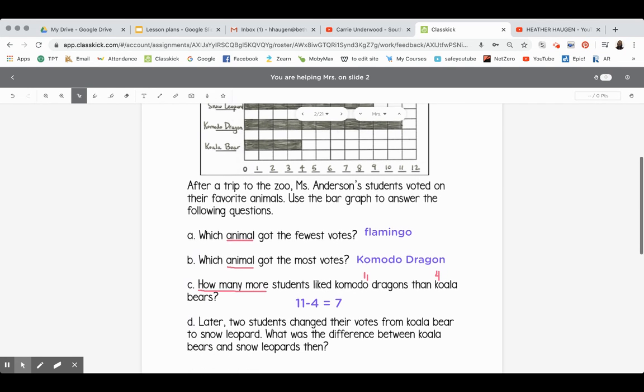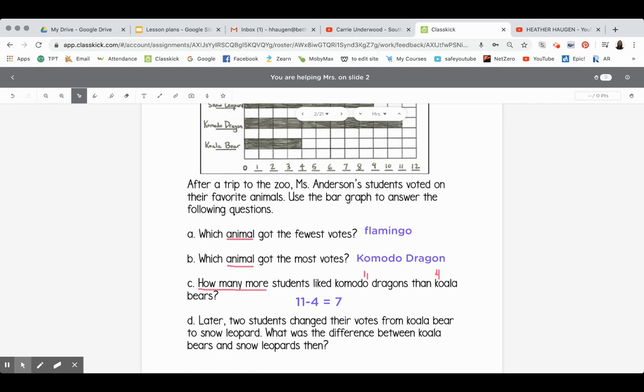Letter D. Later, 2 students changed their votes. Oh dear. From koala bear to snow leopard. What was the difference between koala bears and snow leopards then? So there's 2 things we need to do here. First, we've got to change the graph.